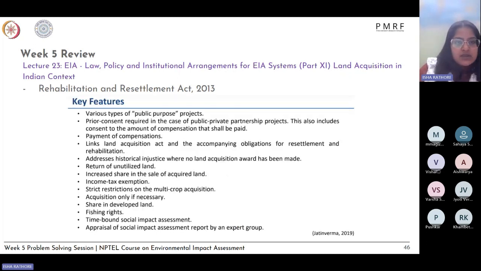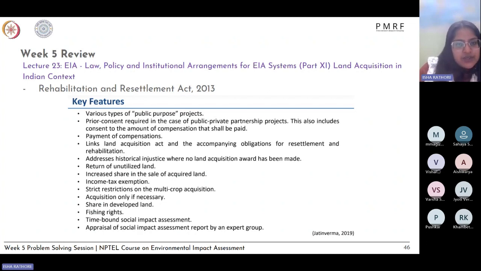So the key features of the Resettlement and Rehabilitation Act. We had different types of public purpose projects. Prior consent needs to be taken for public-private partnership projects, and this includes consent to the amount of compensation that will be paid. The payment of compensation is calculated based on certain parameters. There is a link between the Land Acquisition Act and the accompanying obligations for resettlement and rehabilitation. We also need to consider the return of unutilized land. That is, if the 12-month period is not met, then the land acquisition is basically null and void.